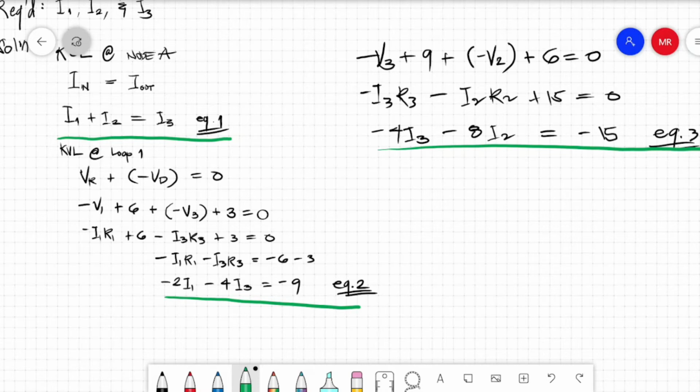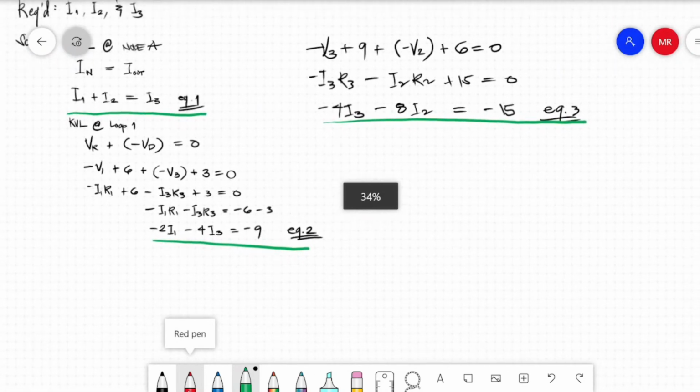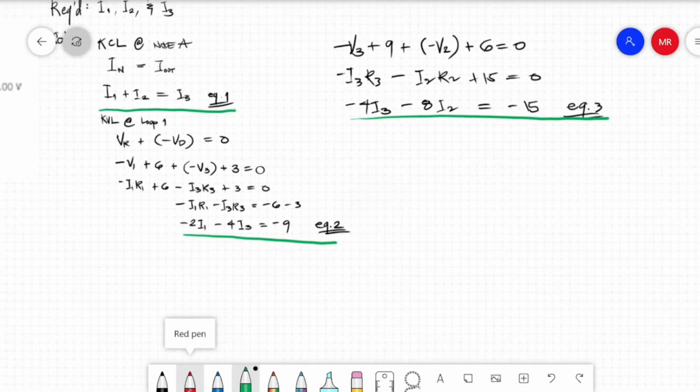So looking at our equations, equations 2 and 3 both include I3. If we express I1 in equation 2 in terms of I3, and I2 in terms of I3, then we'll substitute them into equation number 1, and all the variables in equation number 1 will become I3. So that's our goal. We need to find an equation wherein there will only be one variable. So let's express equation 2 in terms of I3.